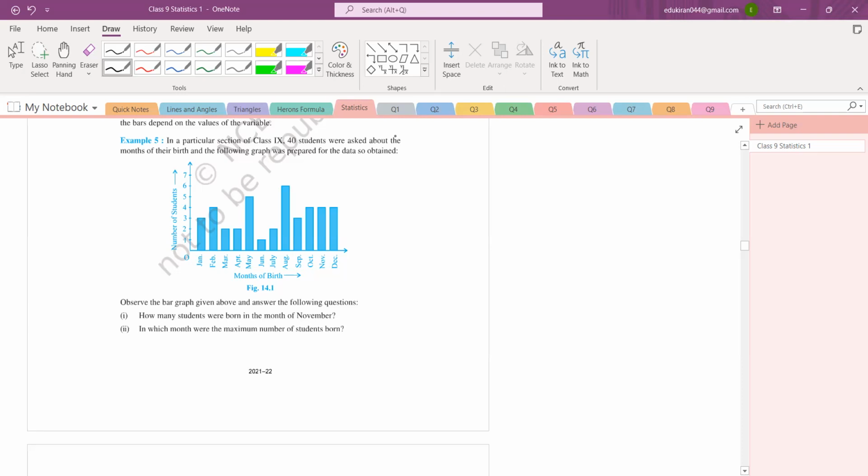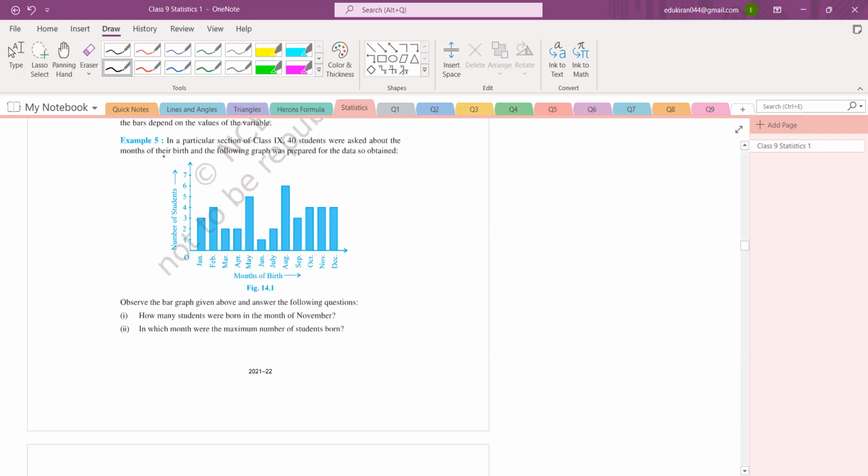So there will be two types of questions in this exercise. In one type, you will be given a bar graph and then you have to study the bar graph and answer questions like in example 5. Now, another type of question is that you will be given a data and then you have to make a bar graph. You will have to draw a bar graph. So both ways you have to practice. So in this question, the bar graph is already in front of you. You have to study, try to understand, and then answer.